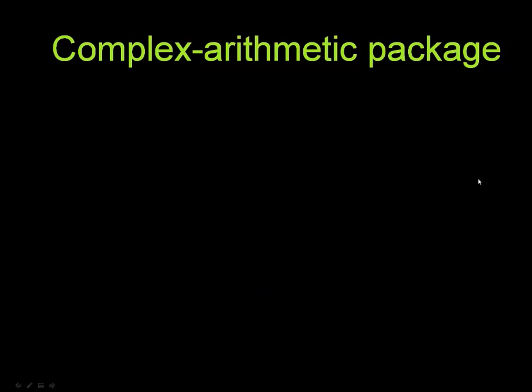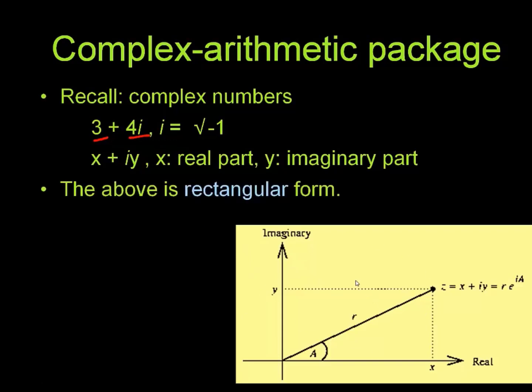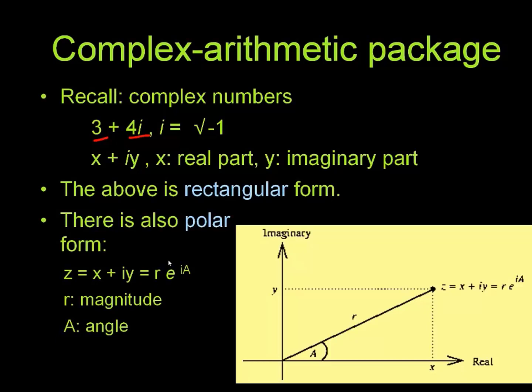So let's take a look at a simple example, which is the complex arithmetic package. If you recall, complex numbers have a real part and an imaginary part, and the imaginary unit is the square root of -1. Typically it's represented as x plus iy, on an imaginary number plane. And x plus iy is what you call the rectangular form. There's also a polar form, which is x plus iy equals r e to the i a. Don't worry too much if your math is not good, but just know that this exists.